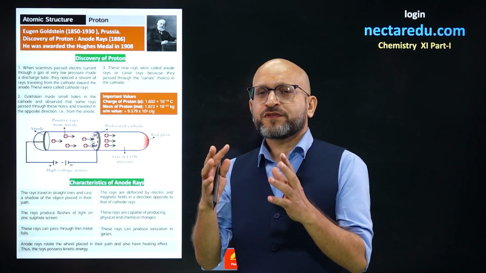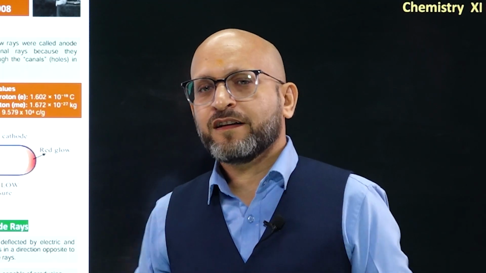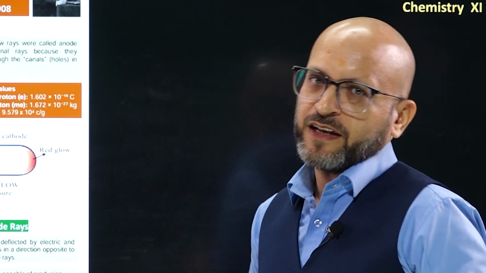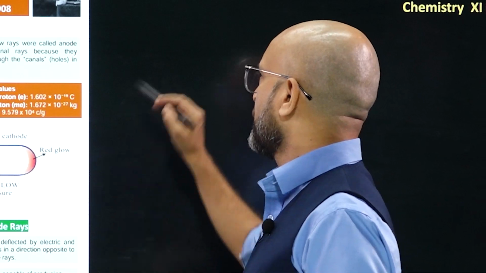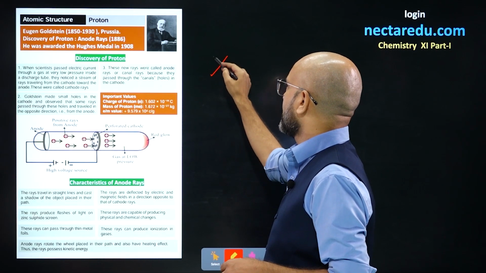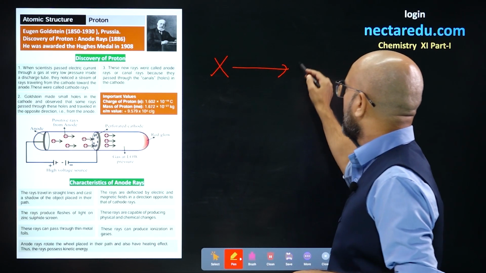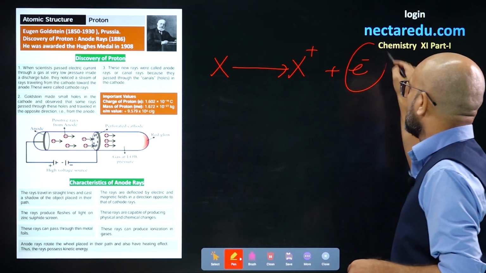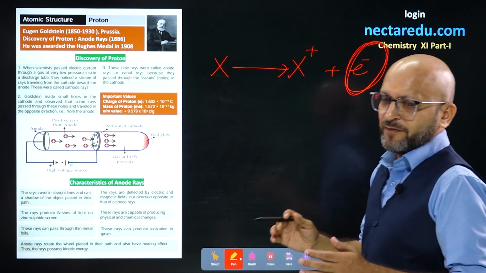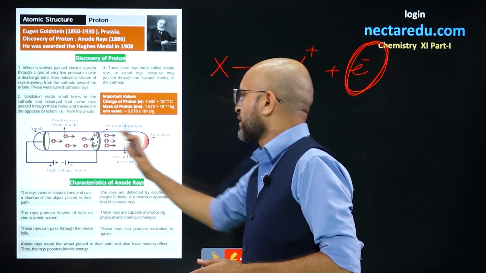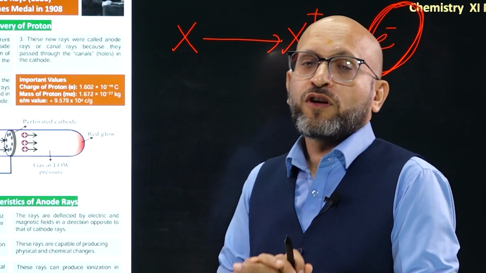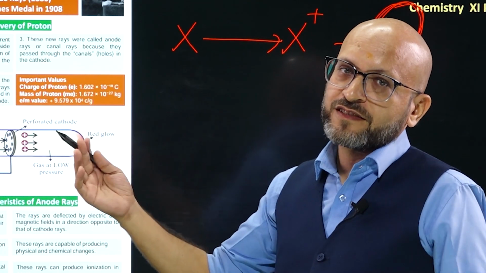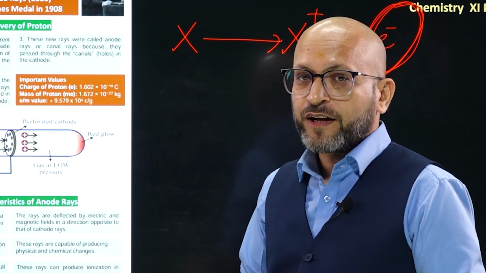Initially, J.J. Thomson discovered the electron during the cathode ray experiment. In the same experiment, if a gas is, say, X, then after removal of electrons, these electrons of the gas moved from the cathode towards the anode. This fast-moving beam of electrons from cathode towards anode was called a cathode ray.